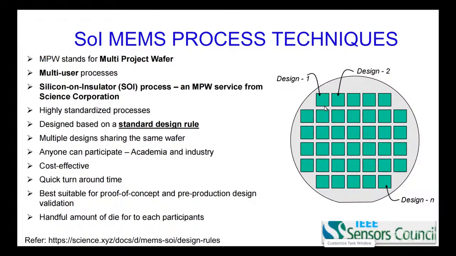Usually we have 4-inch, 6-inch, 8-inch and 10-inch wafers. In a wafer, we divide the space into slices called dies, and every design will be placed in a particular place. As you see here, n number of designs will be placed on a single wafer, and that's why we call this multi-project wafer and multi-user. Every design could be from a different person. So it is multi-user, multi-project, and that's why we call this MPW.